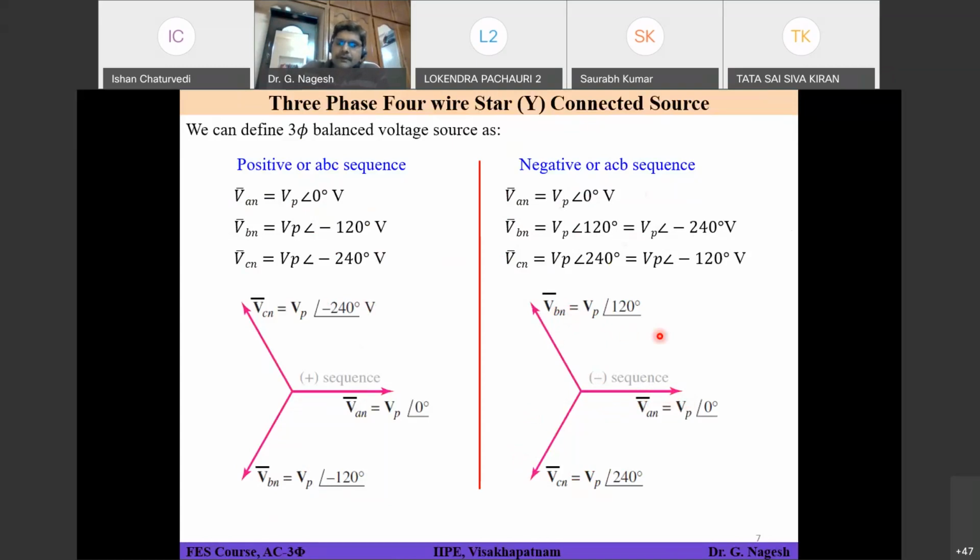How can you achieve this? Let's say I have a generator. Do you have any basic idea regarding a generator? What could be the different parameters or elements that can be there? What is the input for a generator? Mechanical input or electrical input? Mechanical input. Okay, so how are you going to give mechanical input to that?